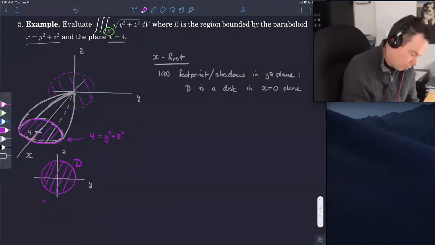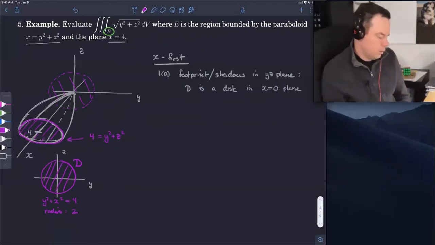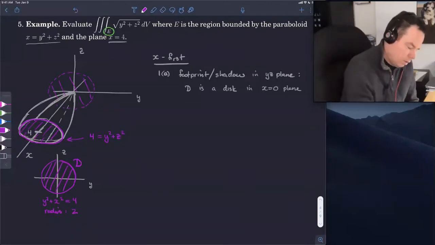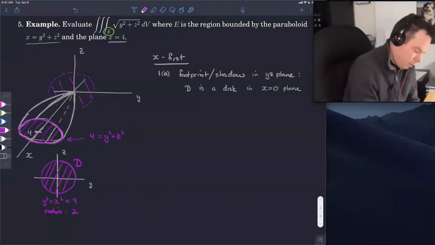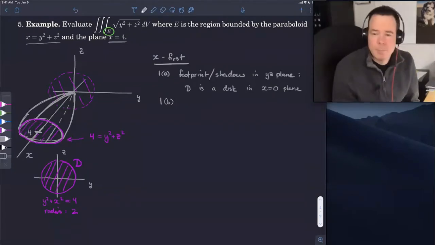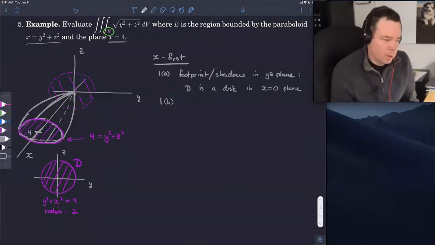So this is y squared plus z squared is equal to 4. So it has radius, sorry, I might have said radius 4, but I meant to say radius 2. So it's a circular disk of radius 2. So that's our footprint. That was 1a. I've just written it down as a disk, but when we answer question 2, we'll be a little bit more specific. So what's the next part?